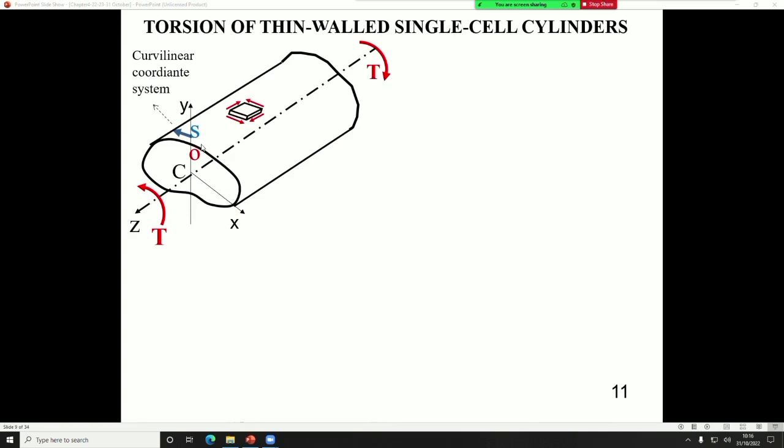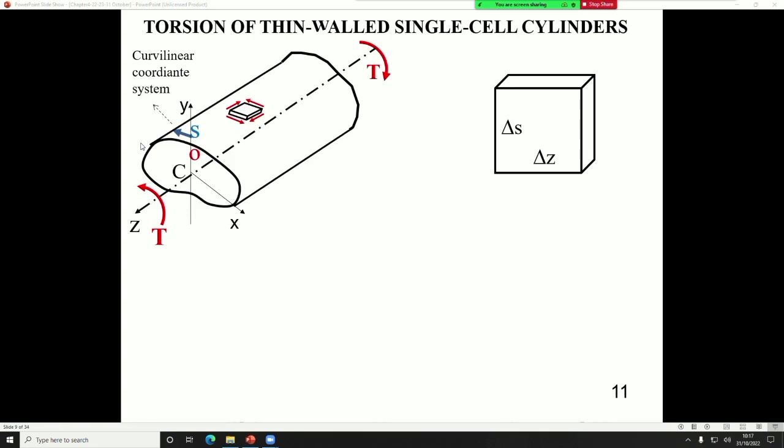Now I'm looking at a tiny element selected from the wall of this tube. So I take this element and have a close-up view of it. Now this element has dimensions of delta Z and delta S. Delta, in mathematics, we call a finite difference. So when we say delta Z, it could be 1 centimeter, 2 centimeters. And the same for delta S. So this is delta Z, which is along the length of the cylinder. As you can see, Z is along the axis. So this is delta Z. And this is delta S along the curvilinear coordinate system.